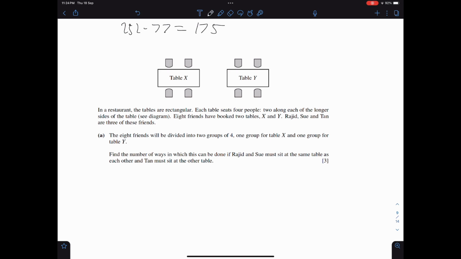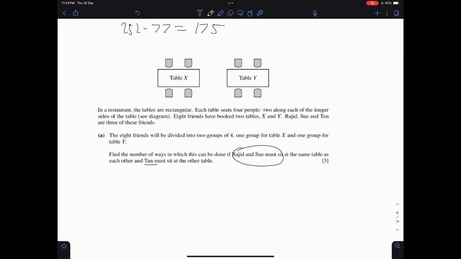Now, going back to that table question that we did in the last video, we'll go back to A, which is a combinations question. So, Regency must sit at the same table, then Tan wants to be at the other table. Perhaps there's a bit of beef there. But as you saw in the last video, they appeared to resolve the beef.